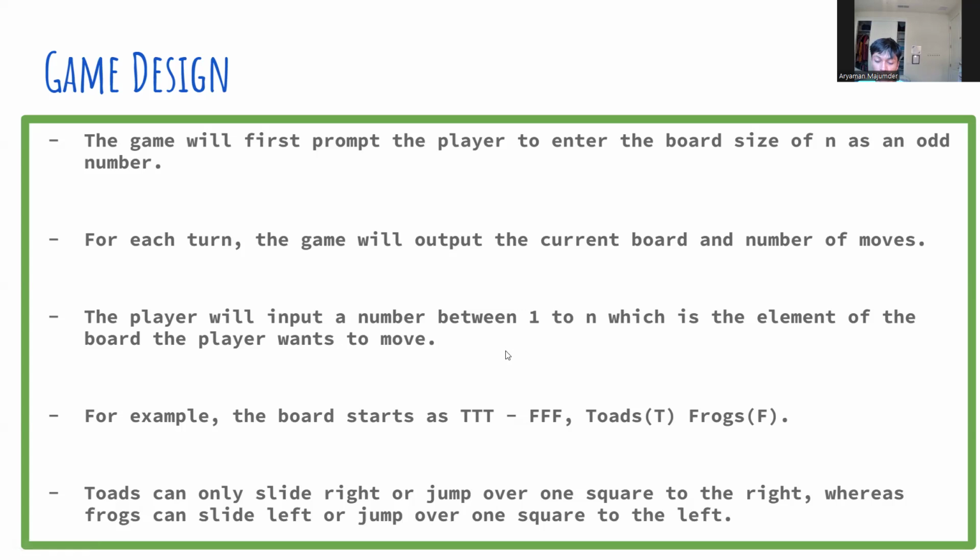And so that's how the movement works, and the movement differs as toads can only move right and frogs can only move left. So the goal of the game is to try to bring all the frogs onto the left side and all the toads on the right side, meaning it'll end up as FFF and TTT.